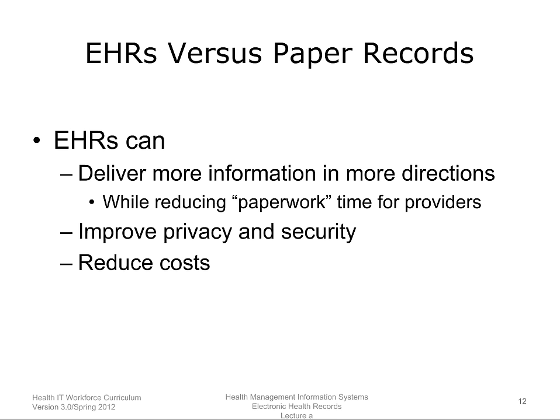Slide 12. The final group of ways in which EHRs can improve care according to CMS are: EHRs can deliver more information in more directions while reducing paperwork time for providers. For example, EHRs can be programmed for easy or automatic delivery of information that needs to be shared with public health agencies or quality measurement, saving clinician time. EHRs can improve privacy and security. With proper training and effective policies, electronic records can be more secure than paper. EHRs can reduce costs through reduced paperwork, improved safety, reduced duplication of testing, and most of all, improved health through the delivery of more effective health care.